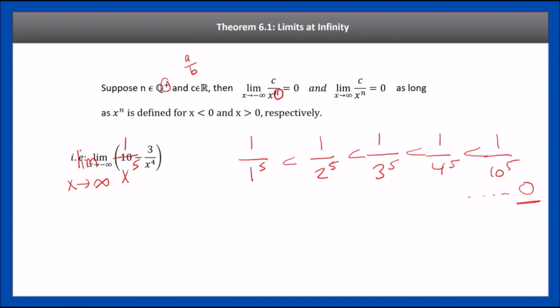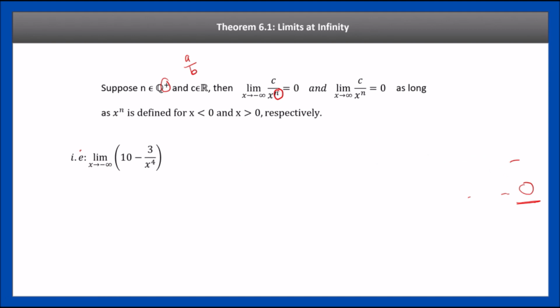So if we erase this and we look at an example, for example, 10 minus 3 over x to the 4th power, and we take the limit at -infinity. Well, we can split that up into two separate limits. We know that the limit at infinity for 10 is just going to be 10, because 10 is a constant. And then the limit at -infinity for 3 over x to the 4th is 0. So this goes to 0, as we mentioned earlier, and therefore we get the value of 10.